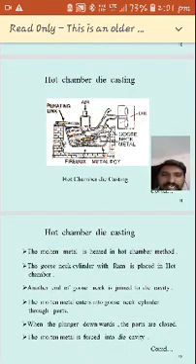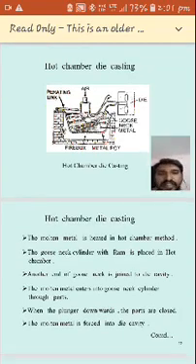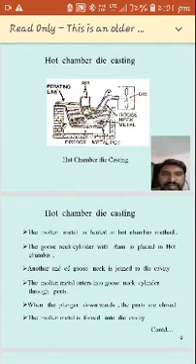The gooseneck cylinder with the ram is placed in the hard chamber. Here the two ends are there: one end is connected to the ram, and the other end of the gooseneck is joined to the die. That gooseneck will be dropped into the hard chamber cylinder.